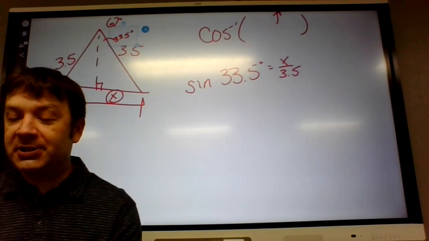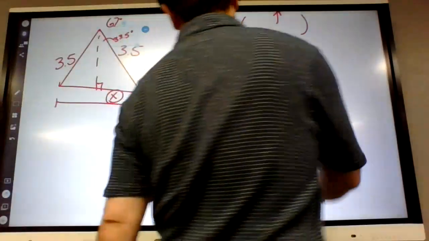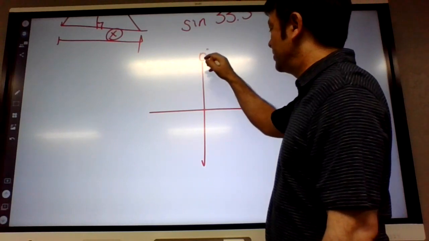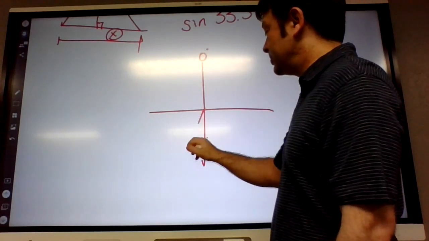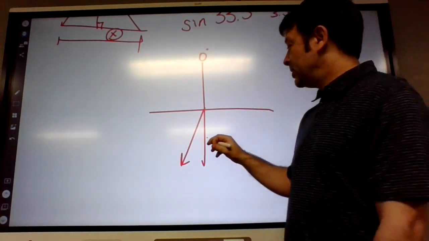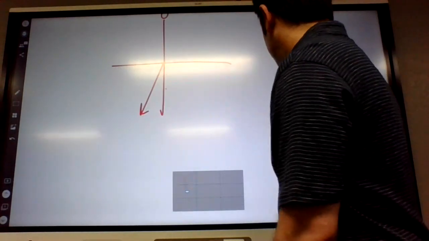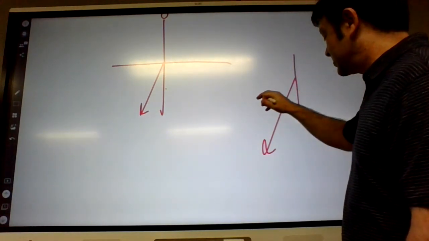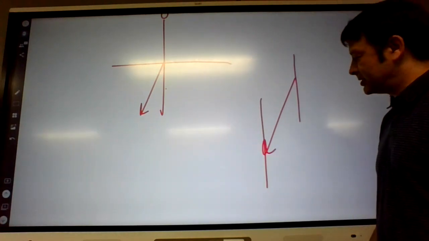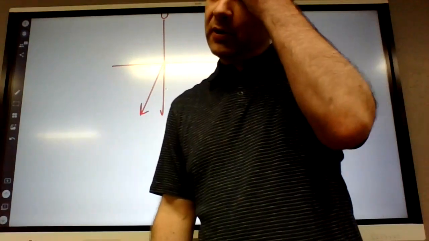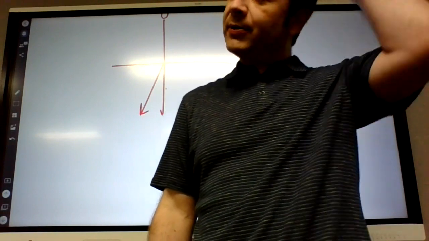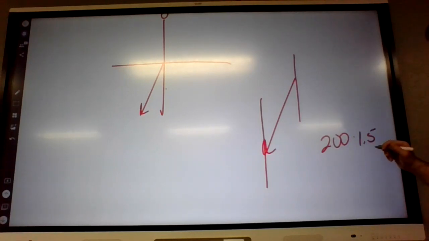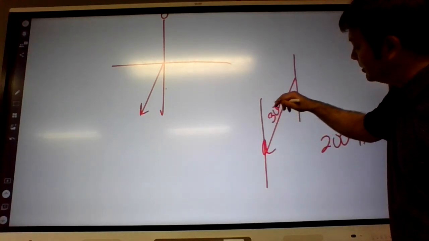Do you guys know where 200 degrees is at? It's zero after half. Like with ships and boats, this is zero. So south is 180, so 200 would just be right there. You might have forgot this, but we drew north-south lines on these points to help us figure these out. If you're going for 200 kilometers an hour for 1.5 hours, how far have you traveled? 300. Right, 200 times 1.5. So that would be 300 kilometers.